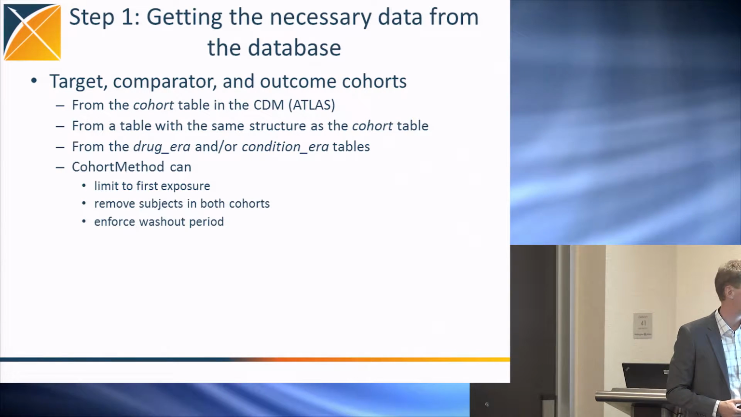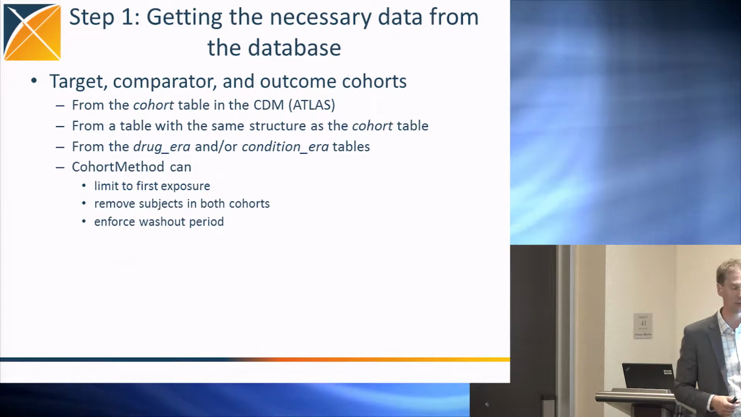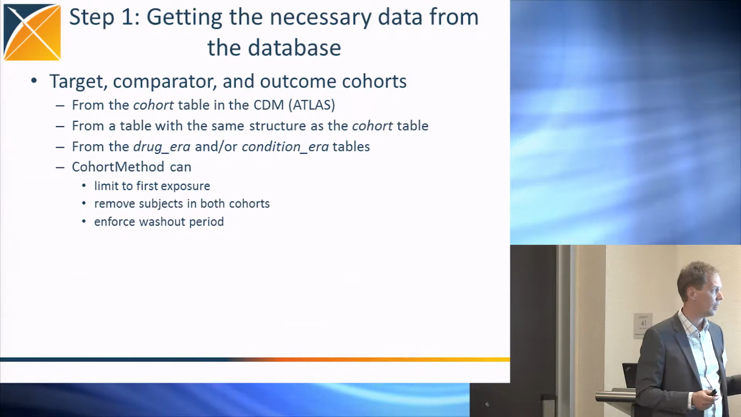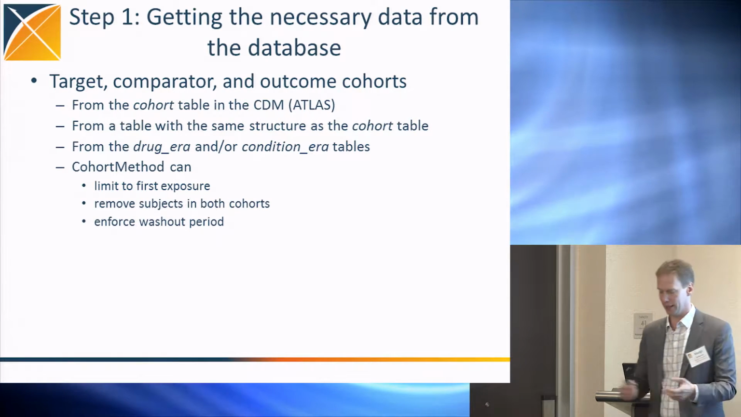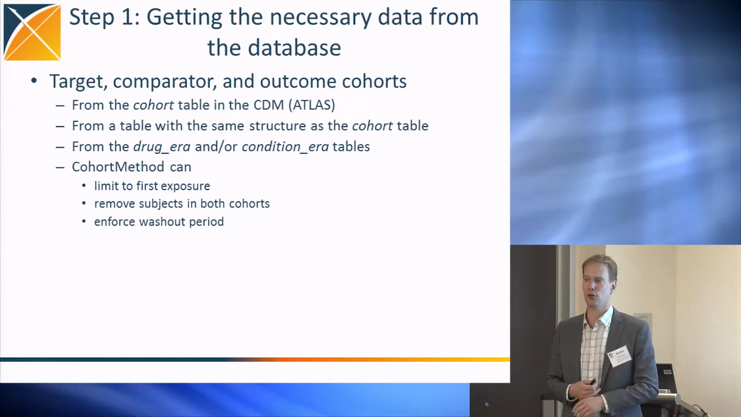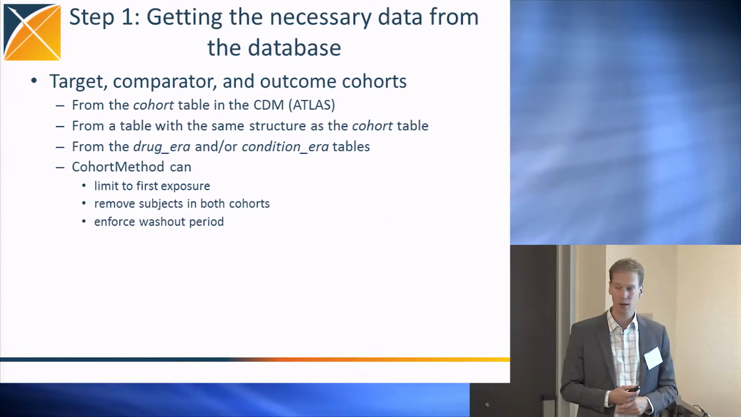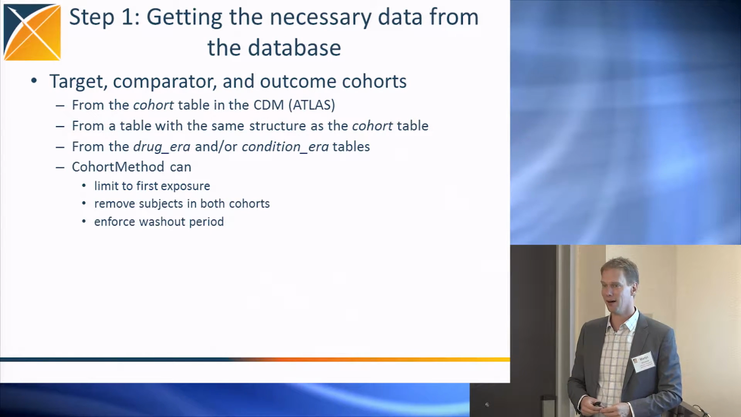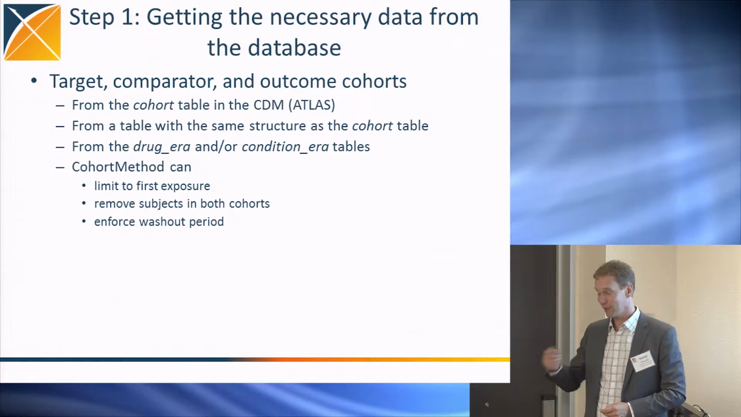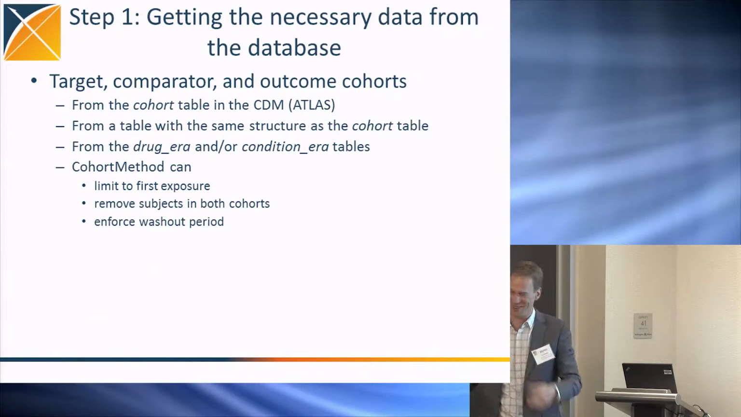One thing that CohortMethod can do for you, and that's an option, is it can limit to the first exposure. It can remove subjects in both cohorts, and it can enforce a washout period, so a required amount of continuous observation prior to starting in your cohort. Why would you not do that in the cohort definition? Good question.